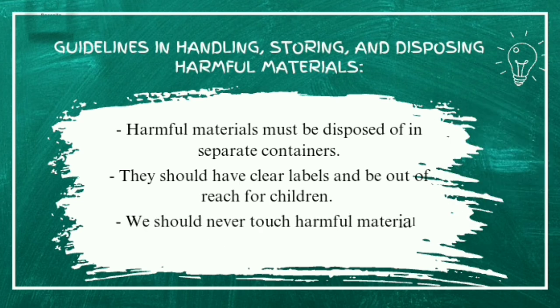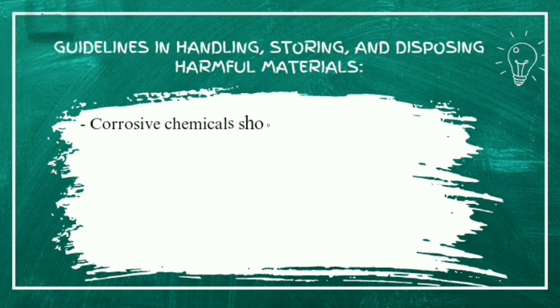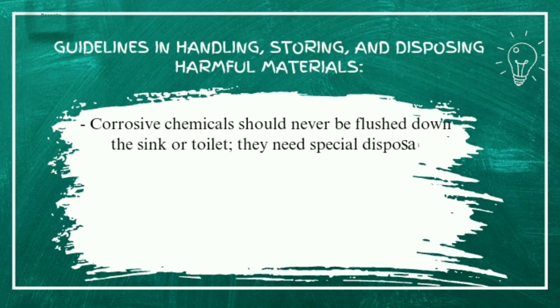We should never touch harmful materials with bare hands. Gloves should be used when possible. Gloves protect our skin from direct contact with dangerous substances. Corrosive chemicals should never be flushed down the sink or toilet. They need special disposal. Flushing corrosive chemicals can pollute water sources and damage plumbing.